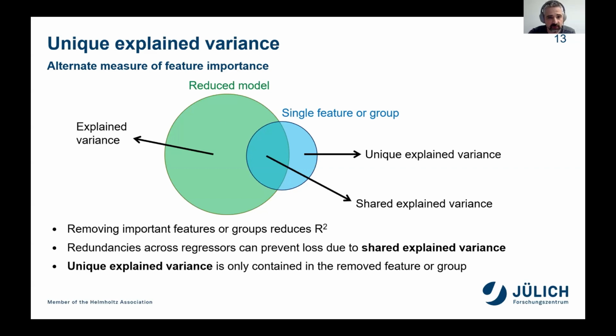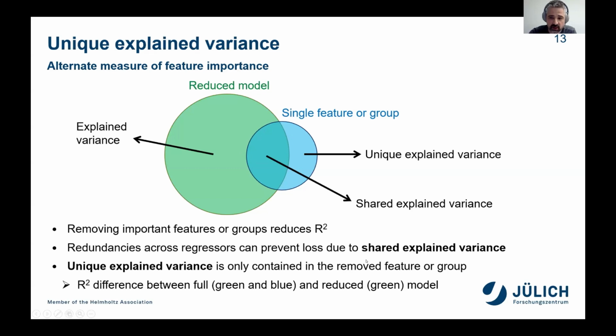So you can quantify both the explained variance in total, but also how much of that is shared and how much of it is unique to some specific set of variables, to really account for whether they are important to explain the neural data. In that case, that would be the difference between the full model, which is the combination of the green and the blue, versus a reduced model, in that case, only the green. And what's remaining here would be the unique explained variance of that feature.